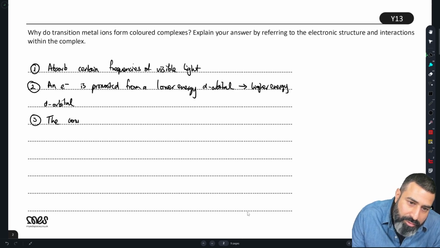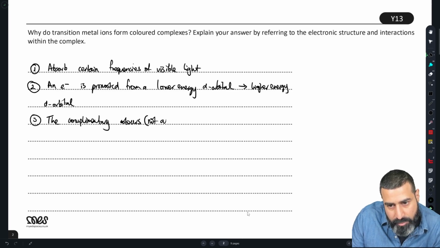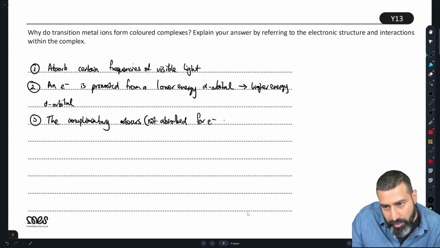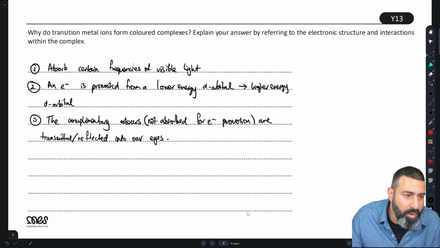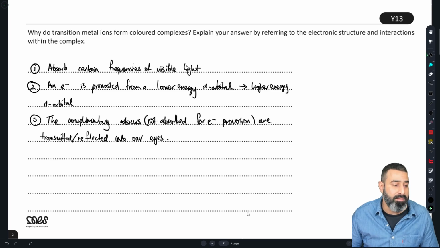The complementary colors, and I'm going to say in brackets not absorbed, for electron promotion are transmitted or reflected into our eyes. And there you go, 3 marks with a bit of theory as well.